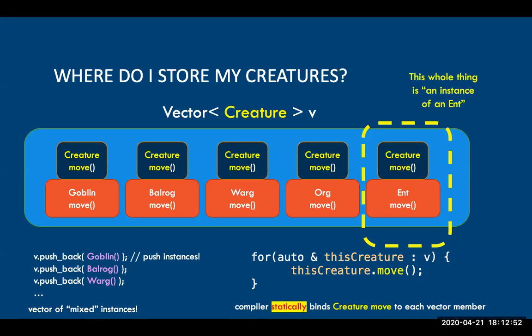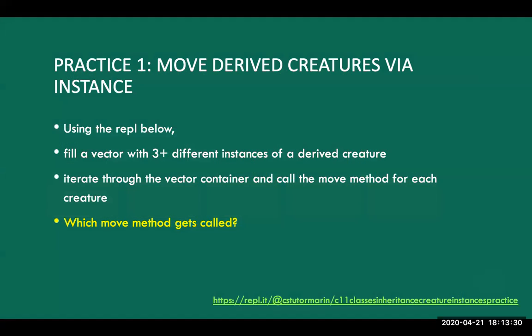The compiler in this case is going to statically bind that move method to each vector member. In other words, it's going to say, I see here that you have a goblin, because you did a push back of the goblin. At compile time, I made a note that you're pushing back a goblin, so I'm going to bind statically the move method for the goblin, unless you don't have one, and then I'll bind the move method for the base class creature. That's called static binding, and that's not always good, because we may not get the fallback behavior we want. But we're going to try that first and just convince ourselves that it's working.